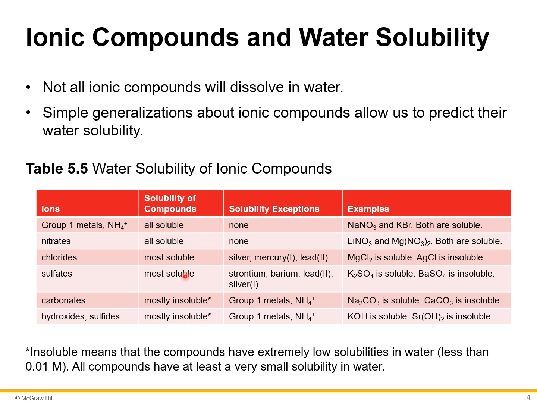And for instance, for carbonates, it's mostly insoluble, so it'll form a precipitate, it'll form a solid, but the exceptions are group 1 metals, which is on the left side of the periodic table, and ammonium. So these ones will be soluble, but most will be insoluble when working with carbonates.